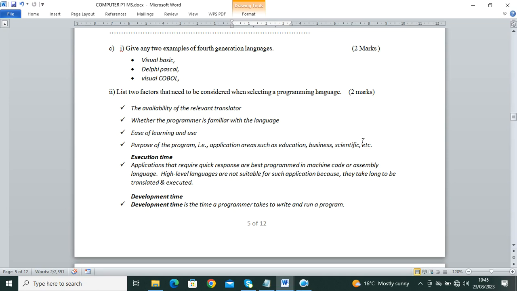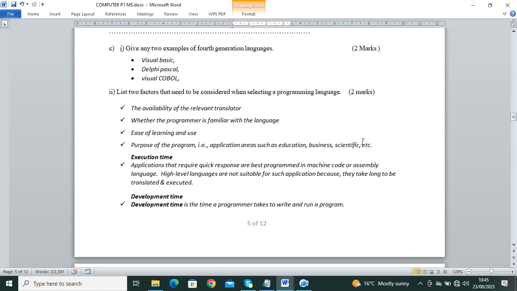Ease of learning and use. Purpose of the program, that is application areas such as education, business, scientific, etc. For example, if I want to create a website, then I go for HTML, I go for PHP. But if I needed to do an Android app, then I go for Java. Execution time: applications that require quick response are best programmed in machine code or assembly language.